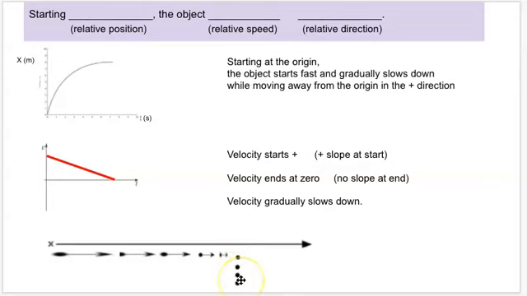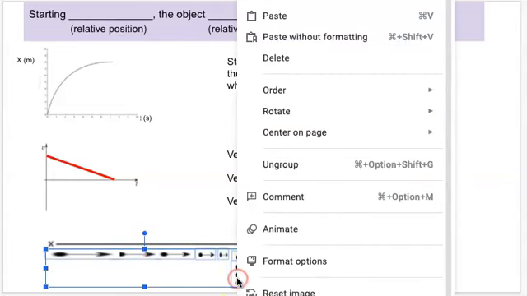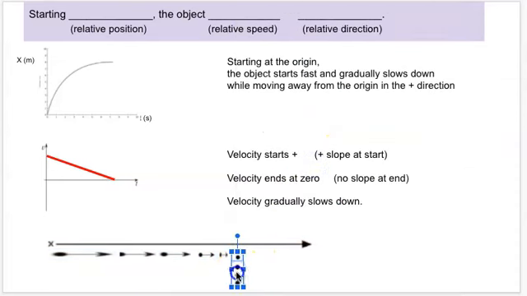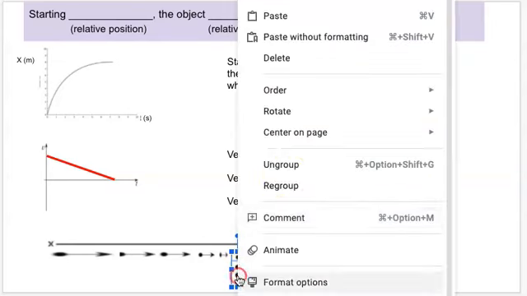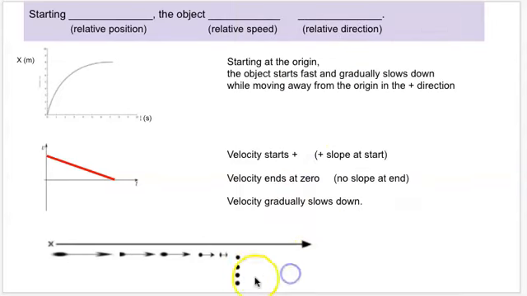This maybe isn't necessarily quite right because we don't know. So I could make it more correct by deleting out some of those dots, actually, because it just moves and moves and moves and comes to a stop. Now, if it continued to be stopped, then we could put more dots. Okay. And that concludes our video.